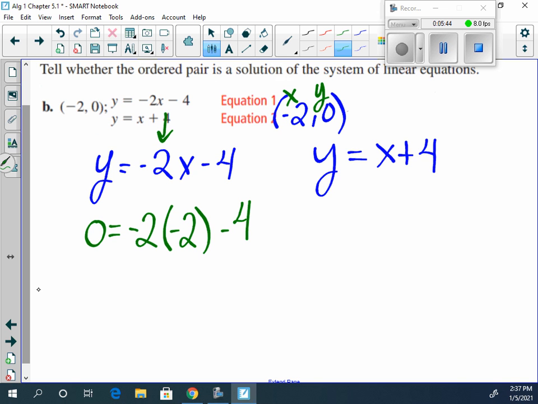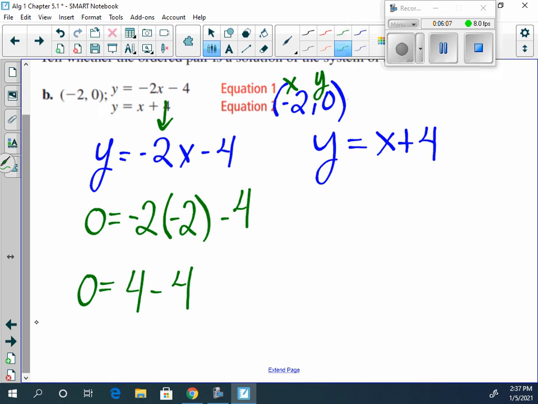Any questions on this here? Any questions on how we plug this in? Now we just need to simplify. Well, 0 is as simplified as it can get. Well, -2 times -2 is what? +4, because a negative times a negative makes a positive, and 2 times 2 is 4. So we're almost done. Well, 4 minus 4 is 0, and 0 does equal 0, yes?